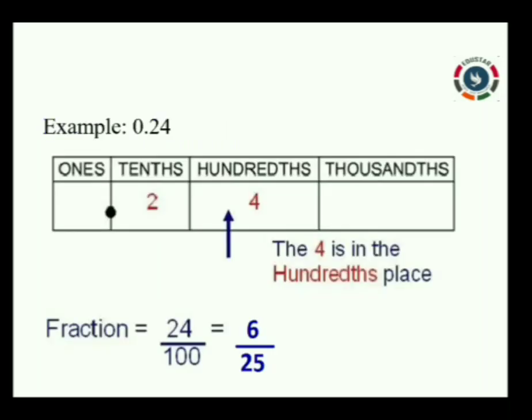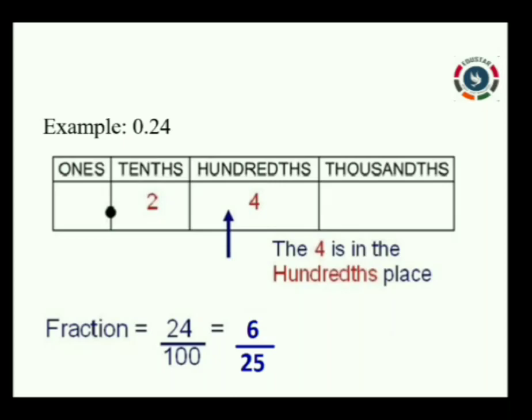Take 0.24. Check the place values of the digits. 0, you are not having the whole part, right? Then 2 is in your tenths place. 4 is in your hundredths place. For writing the fraction, you have to check the last digit. So here your last digit is 4, right? Yes. 4 is in the hundredths place. So 100 is your denominator. So your fraction is 24 divided by 100.